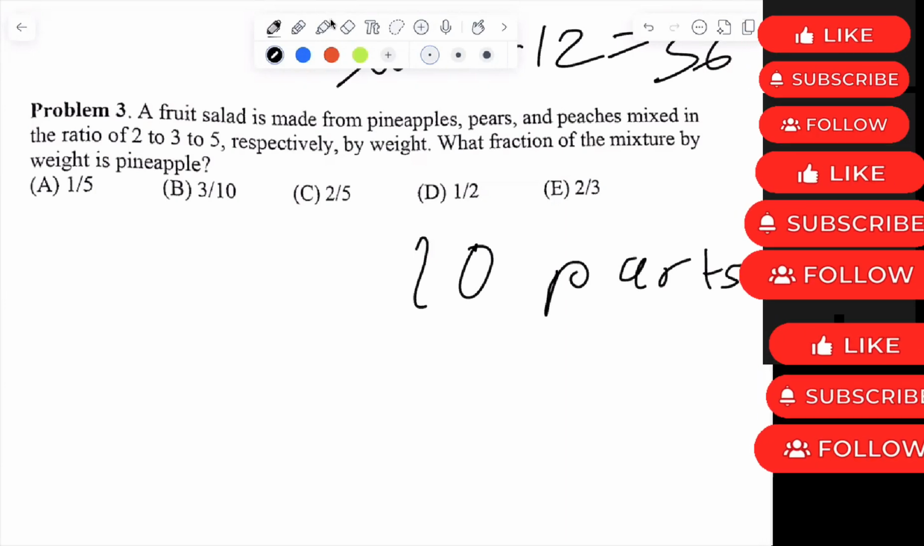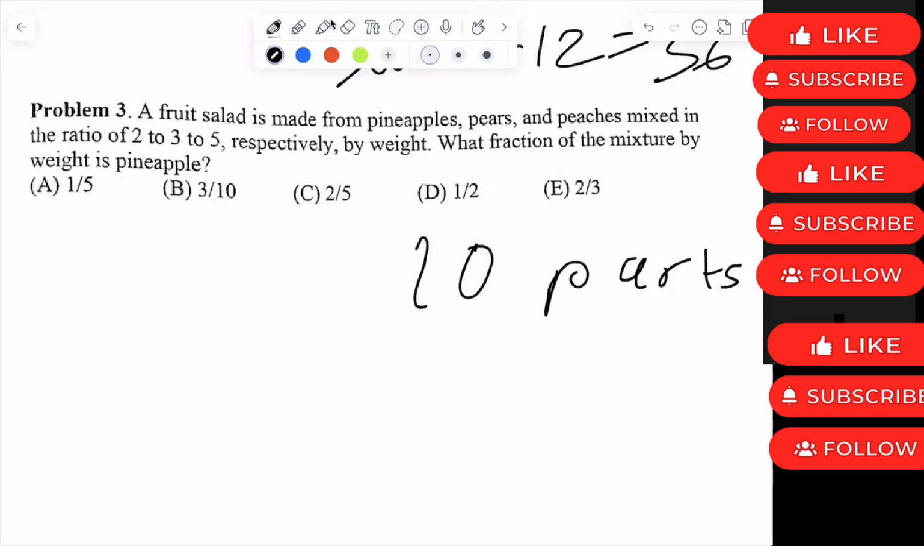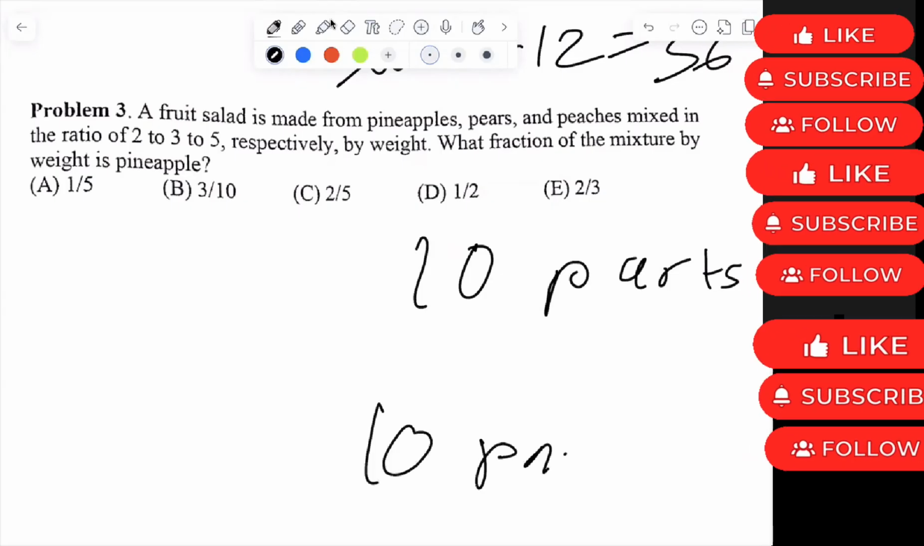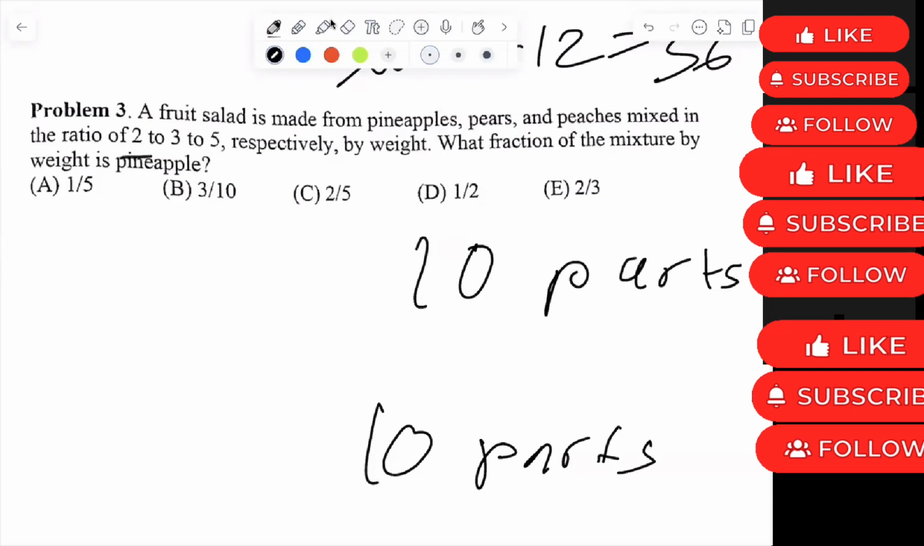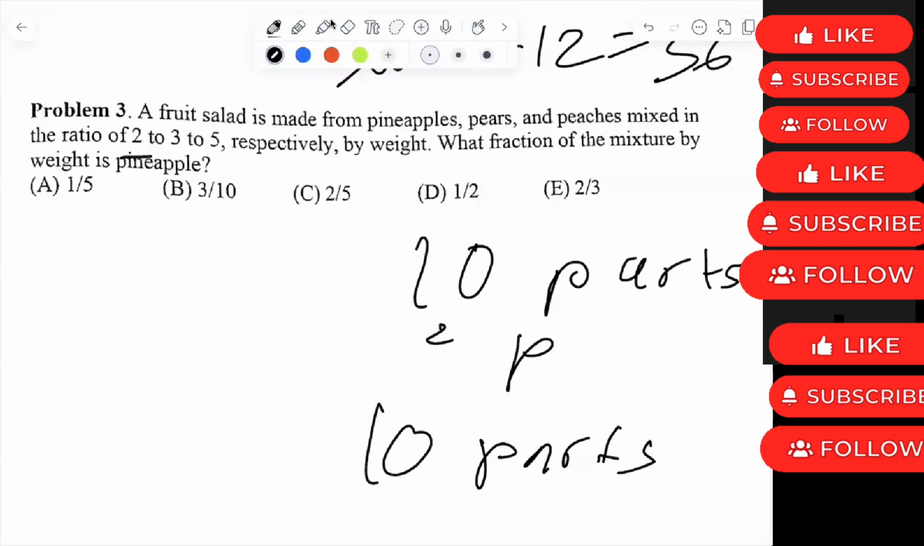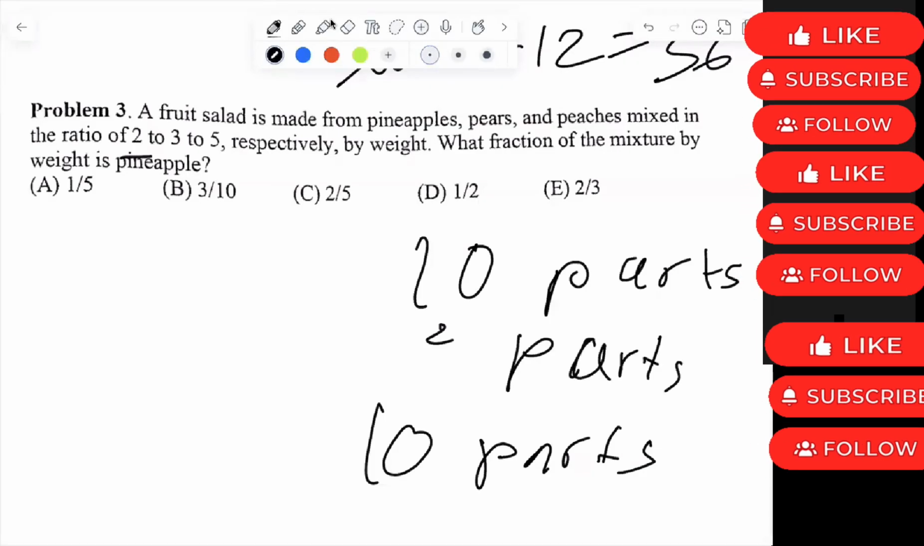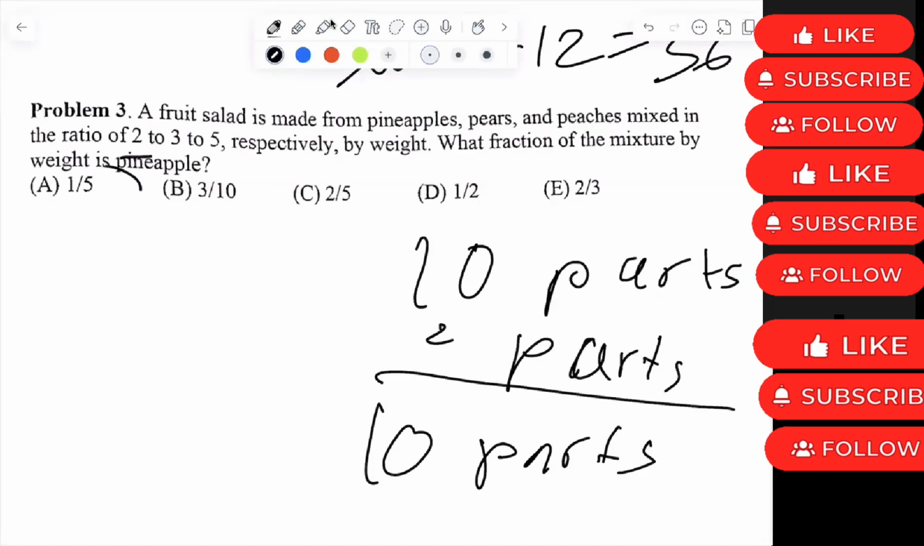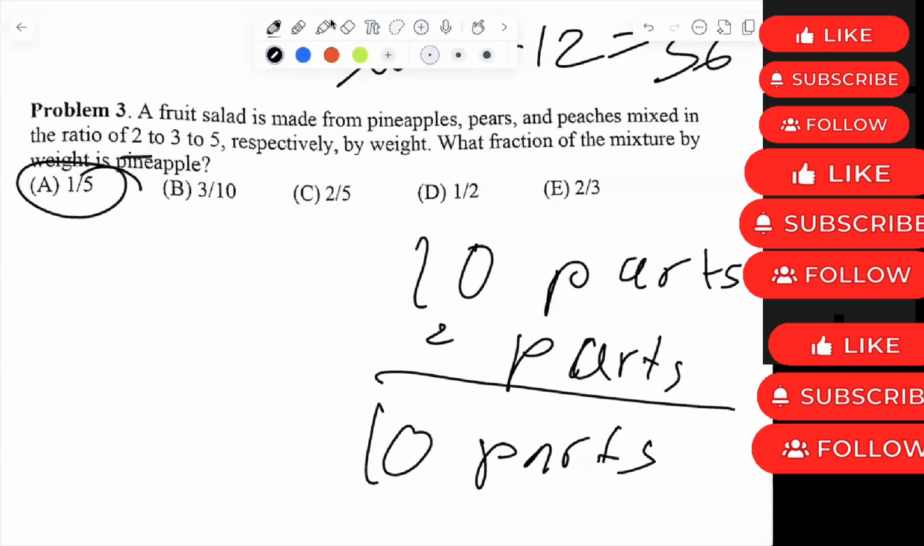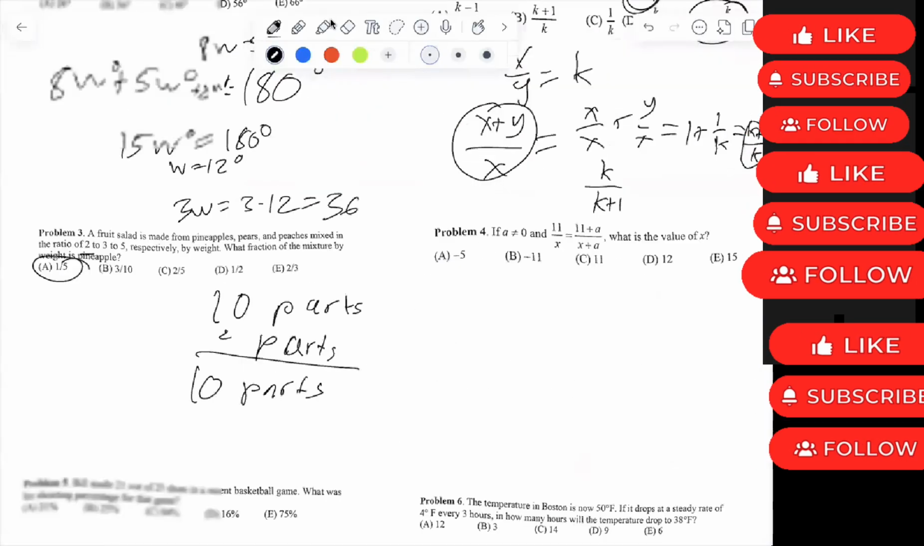So what else do we get from this? Once we have 10 parts, we have 2 parts as pineapples. So we get 2 divided by 10, or 1/5, or the answer is A. Alright? I also went to problem 4.